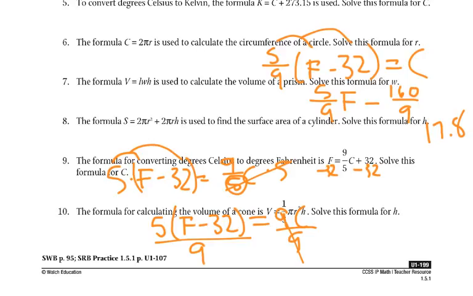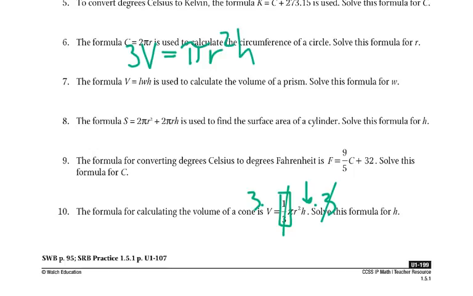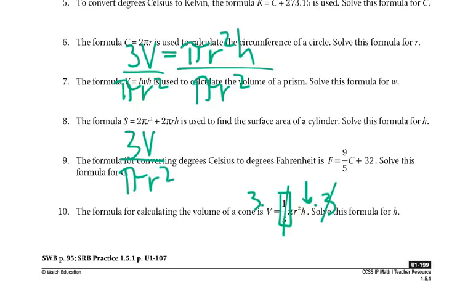Alright, last one here. The formula for calculating the volume of a cone is V equals 1/3 pi r squared h. Solve for h. So we want to get h by itself. So how do we get rid of that 1/3? That's like dividing by 3, so we times by 3. 1/3 and 3 cancel, so we're left with 3 times the volume equals pi r squared h. So divide by pi r squared. Yeah, that is squared. So we get 3V over pi r squared equals h. And there we go.